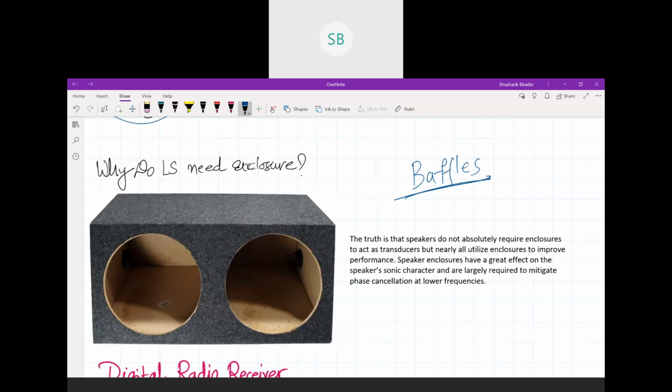So basically, if you keep it open without baffles, the sound coming at the front and the sound moving at the rear side of the cone become out of phase and cancel each other. So as to protect against that, we use baffles. So what are the types of baffles? Finite baffles, infinite baffles, enclosures, and bass reflex baffles. These are the four types of baffles.